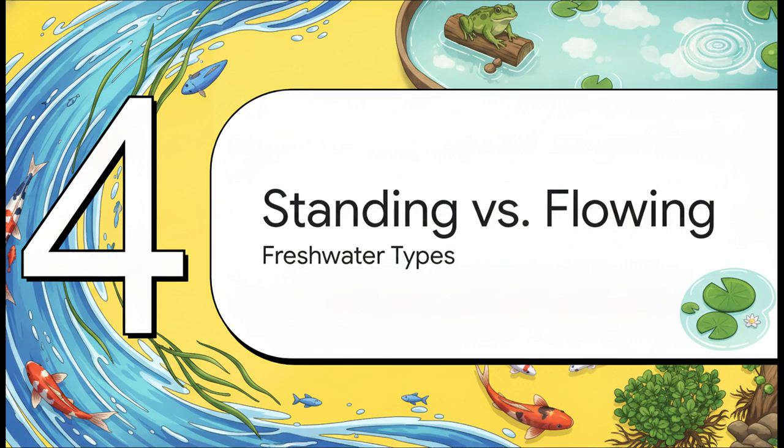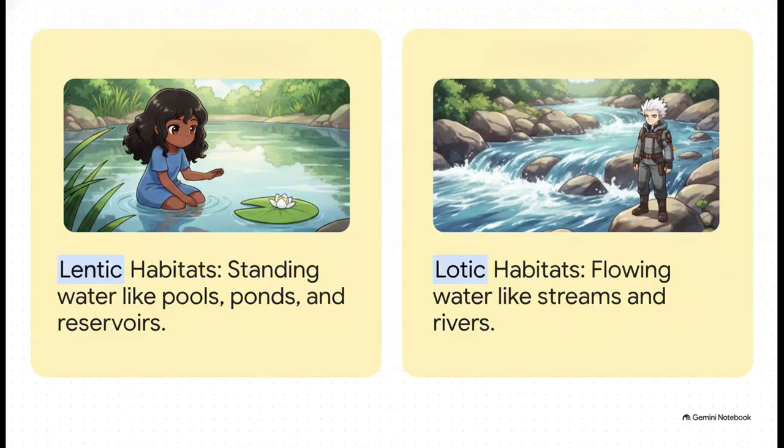Section 4. Standing versus flowing water. Let's drill down and see how water movement dictates life. Let's compare these two distinct freshwater worlds. On one side, we have lentic habitats. These are standing water bodies, like pools, ponds, and reservoirs where the water is perfectly still. Then, on the other side, we have lotic habitats, flowing water bodies like streams and rivers.